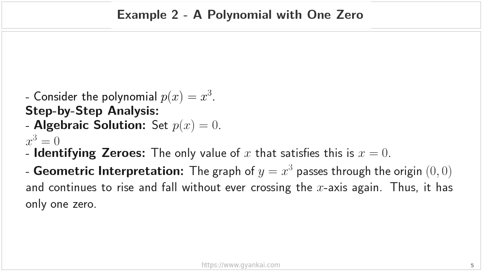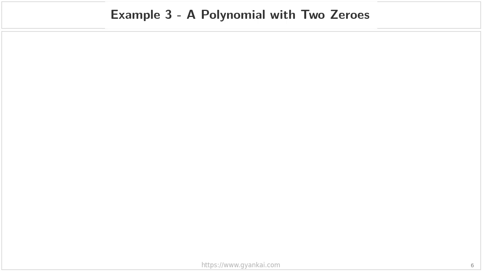This sets us up perfectly for our next example, where we will see a case that sits right in the middle, a polynomial with exactly 2 zeros. Example 3, a polynomial with 2 zeros.